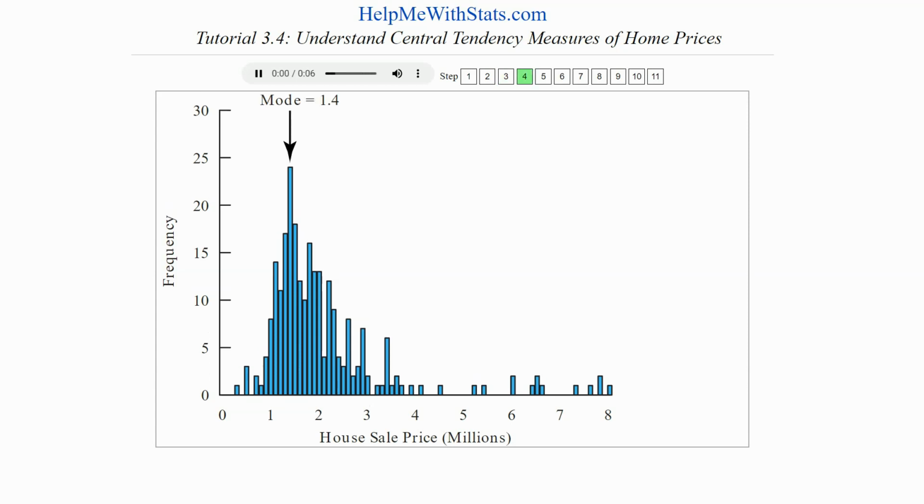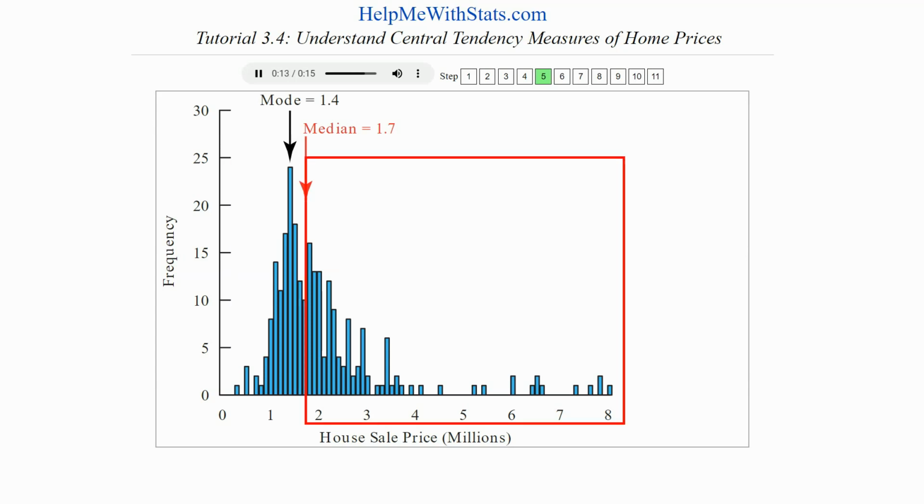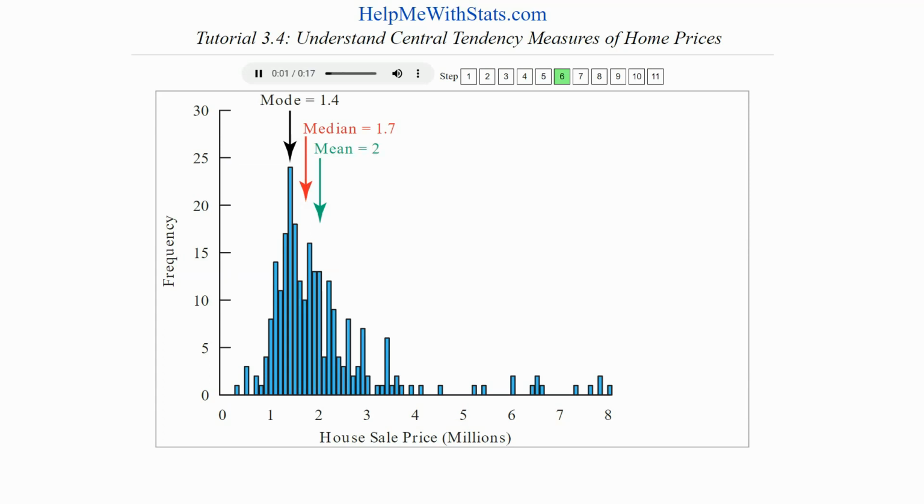As we can see, the mode price is $1.4 million, which is the most common sale price. Next, we have the median price, which is $1.7 million. Remember that the median price divides the distribution in half, with 50% of the prices below $1.7 million and 50% of the prices above $1.7 million. The mean price is $2 million, which is quite a bit higher than the median of $1.7 million.